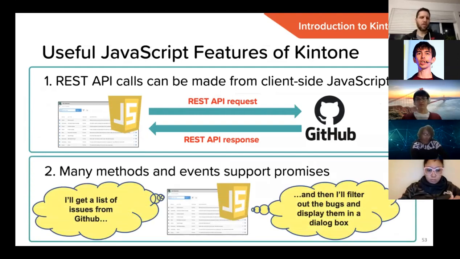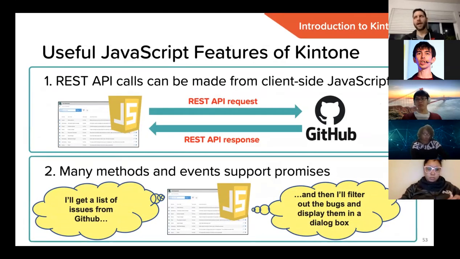What you need to know about how Kintone interacts with JavaScript is, when you're running this code client side, even though you're running it client side, you can make requests to some other servers out there. You can do that by making a REST API call. That's a very useful thing that you can do with Kintone. And many of their methods and events support promises. That's what's useful for us today, and also in general as you're coding on the Kintone platform.